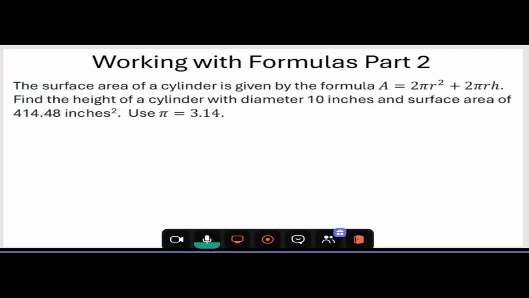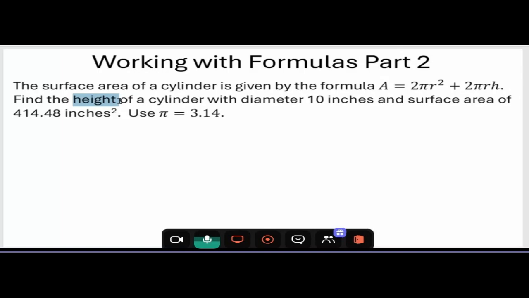What do we got now? We got another cylinder, but now we're talking not about volume, we're talking about surface area. And there is our surface area formula, 2 pi r squared plus 2 pi r h. Find the height of a cylinder, so that's what we're looking for this time.